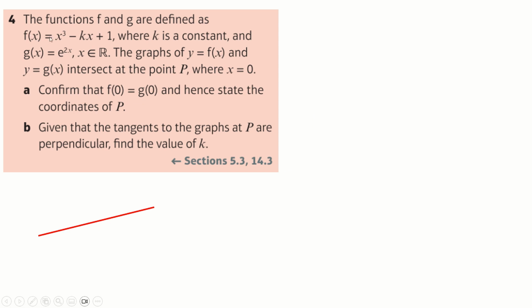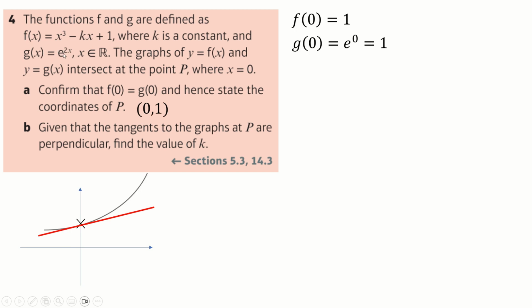f of 0 is clearly 1. g of 0 is e to the power 0, which is also 1. So they intersect at point 0, 1. So if you draw a graph, they intersect at 0, 1. And now this is just some exponential function, right? So it looks like this.